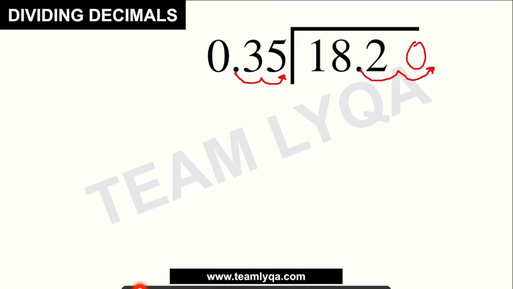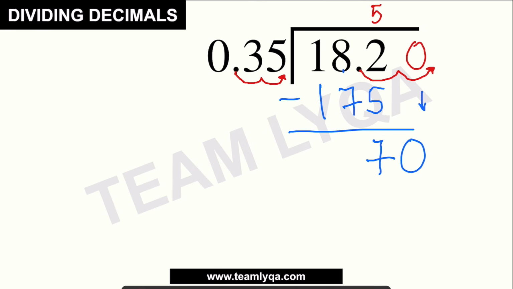Now, sa 182, ilan ang kakasya na 35? That is going to give us 5. So, yung una natin is 5. Now, ang 35 times 5 is 175. So, isusubtract lang natin siya sa 182. Okay? Ang kalalabasan nito ay 7. Okay? Now, ibababa na natin tong 0 na ito.